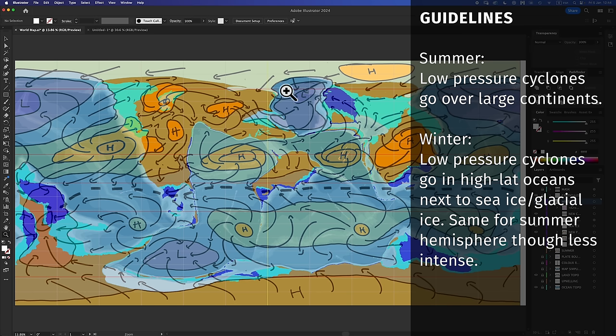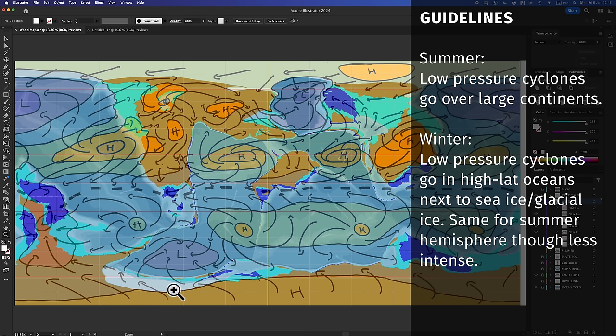In the winter hemisphere, place your low pressure cyclones in the high latitudes next to sea or glacial ice. This is because the heat differential between the comparatively cold sea ice and the comparatively warm oceans creates these low pressure systems. And you can see that here. We've got this big slab of sea ice here. We have a low pressure system abutting the sea ice, low pressure system here.